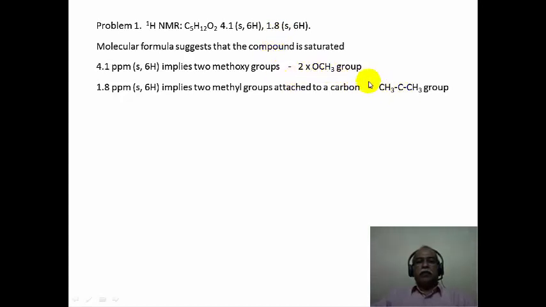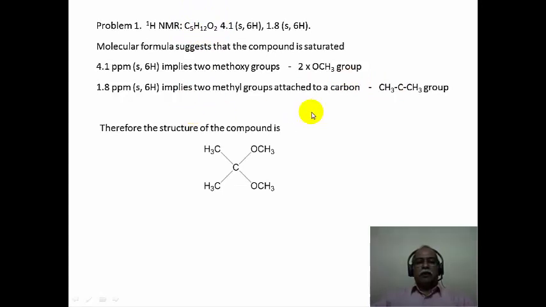Now if you add up the numbers of carbons, hydrogens and the oxygen present in the fragments that we have elucidated, it corresponds to the molecular formula. So the problem is essentially solved. The structure of the simple organic molecule is that it is a dimethyl acetal of acetone. Once you have the structure ready, you can confirm that there is no unsaturation in this molecule, and the two methoxy groups correspond to the 4.1 delta ppm singlet of 6 hydrogens, and the two methyl groups, which are gem dimethyl groups, correspond to the 1.8 ppm singlet of 6 hydrogen intensity.